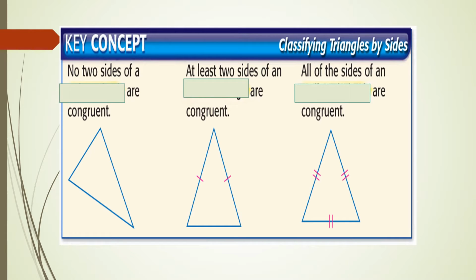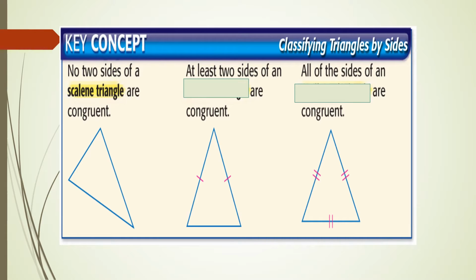This is by sides. Notice the first picture. There are no markings on it. That is, no two sides of a scalene triangle are congruent. No two sides of a scalene triangle are congruent.